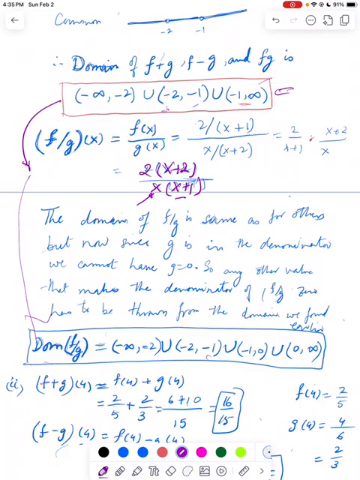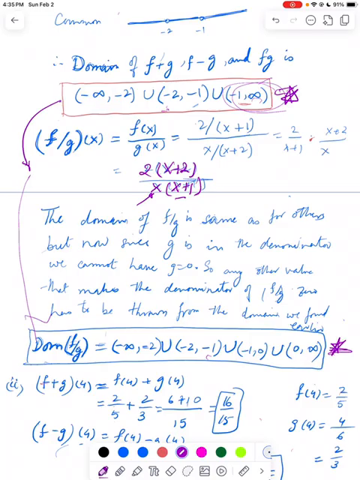Comparing this one down here to the one up here, the first 2 intervals are the same. The last interval over here, -1 to infinity, splits into 2 intervals, -1 to 0 union 0 to infinity. So this is how we find the functions and their domains.